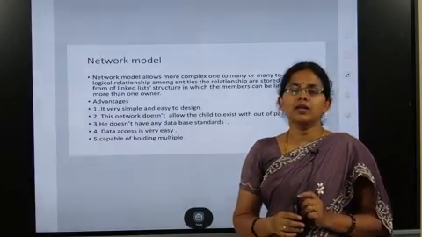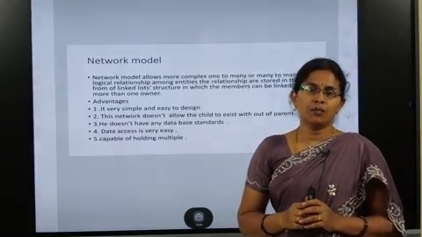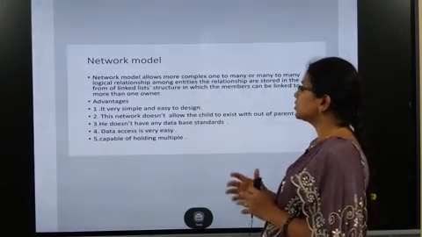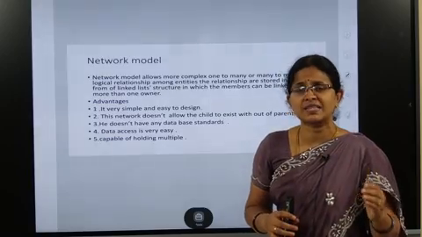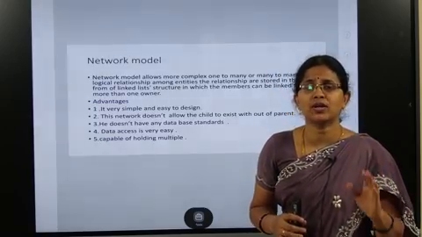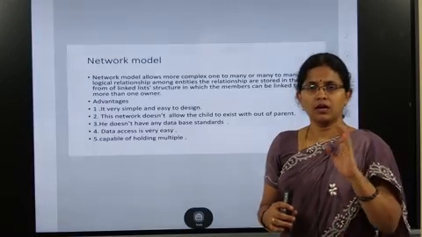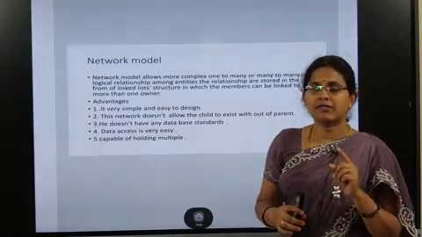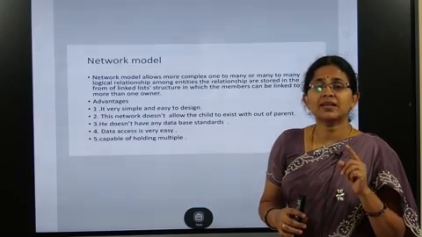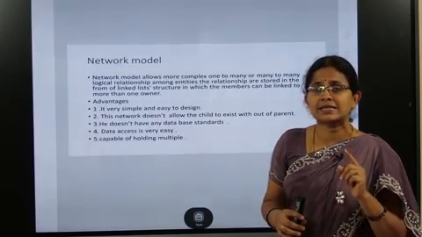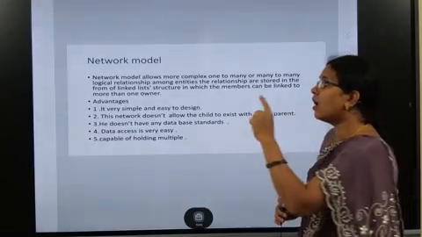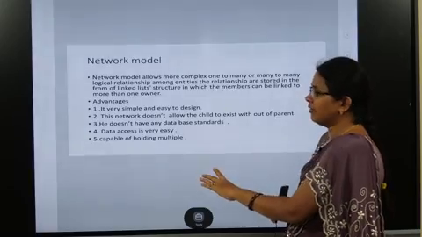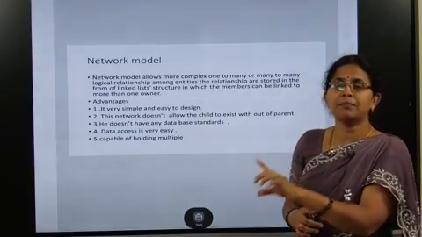Next, second model, that is network model. Okay, so what is network model? Whatever the complex relationships that are not supported in the hierarchical model are supported in network model. Clearly I will tell you one thing, whatever the disadvantages that exist in the hierarchical model, all are overcome in network model.